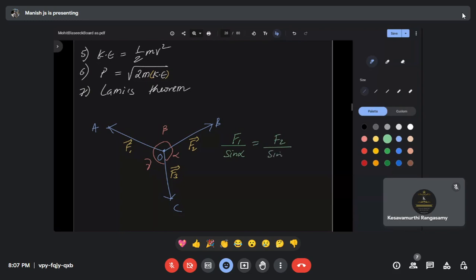So here it's F2 upon sine beta or sine gamma. It is sine gamma. Beta, sir. Beta, sure. I have taken gamma, no? Opposite to F2. That is equal to F3 upon sine beta. Yes, somebody was telling something. Yes.